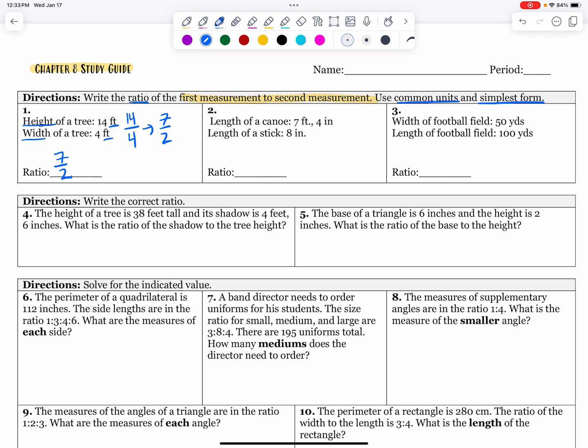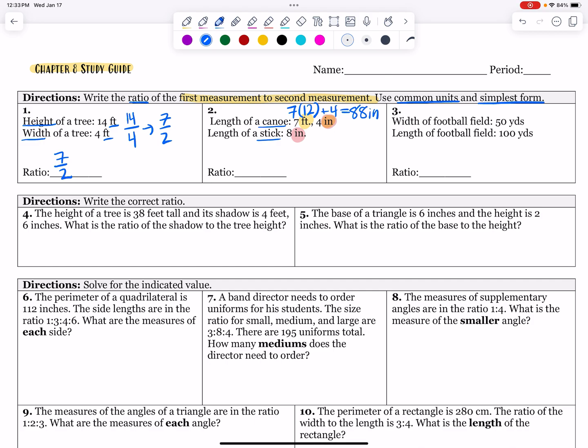Now we're going to look at the length of a canoe versus the length of a stick. Unfortunately, this is mixed units because that's in feet and inches, while this one is only in inches. And so we're going to convert that canoe completely to inches. So what do I do to do that? We are going to take the 7 feet 4 inches, and we're going to do 7 times 12, because there are 12 inches in every foot. Think about a ruler. And then we're going to add the 4 inches remaining. And so that ends up giving us 88 inches total.